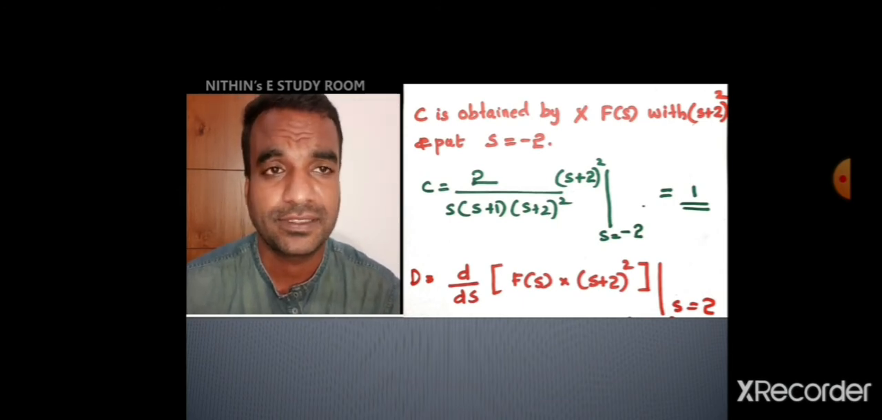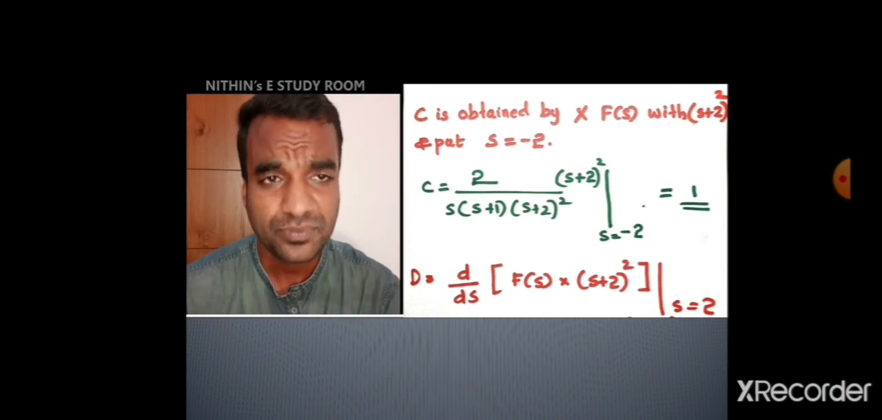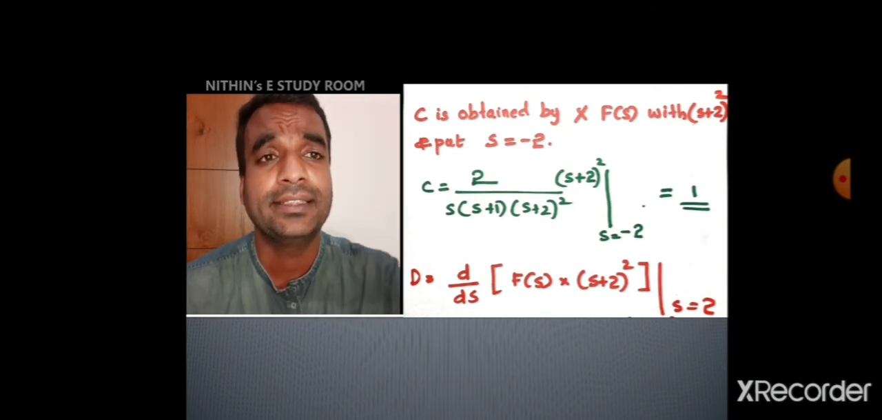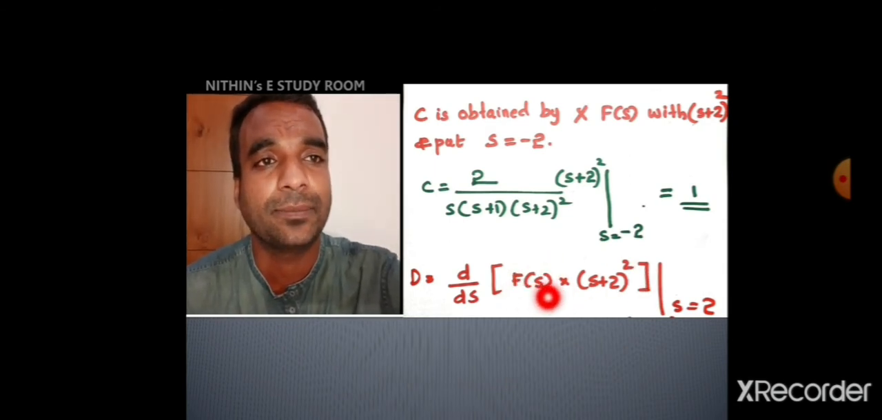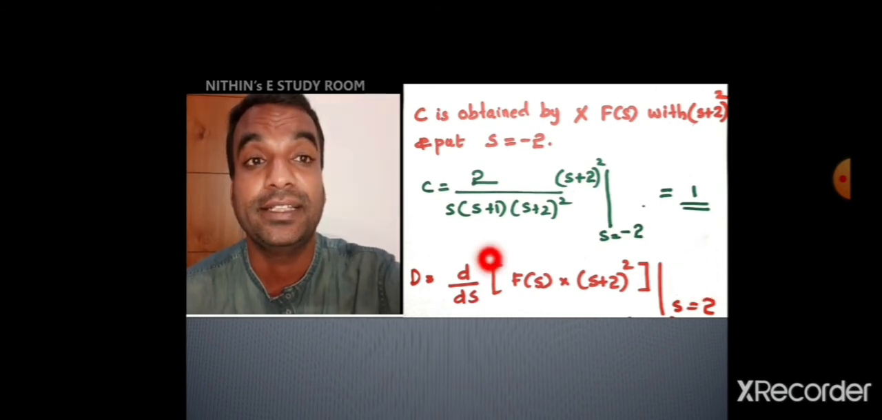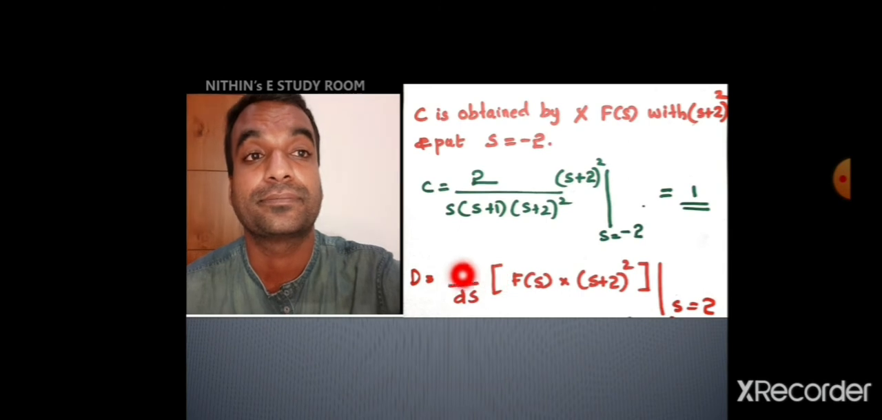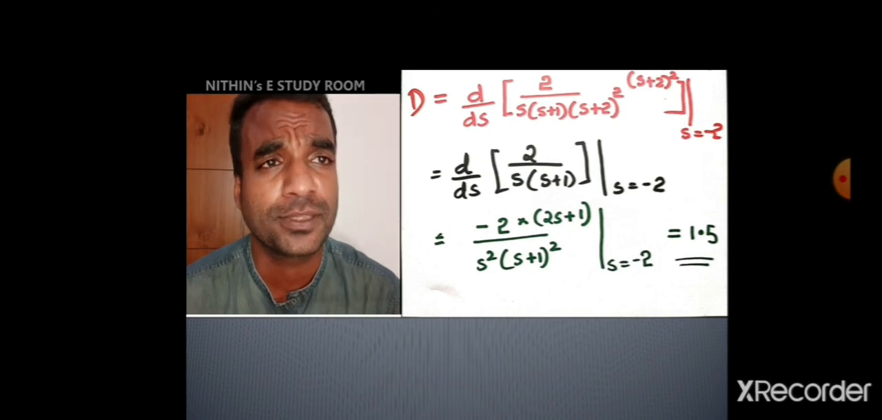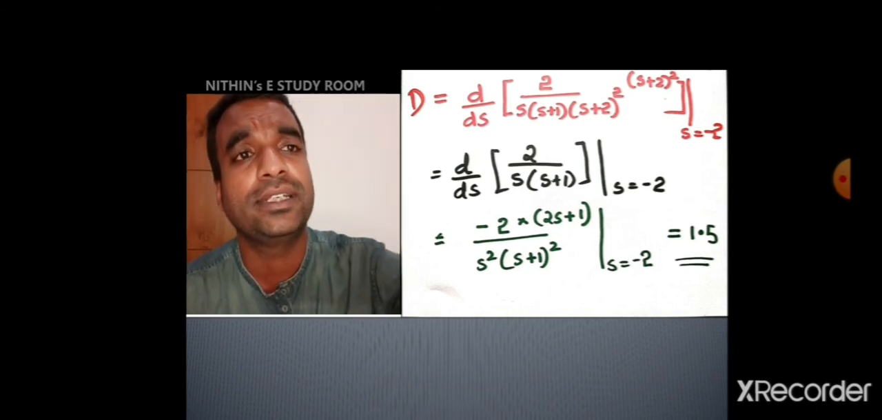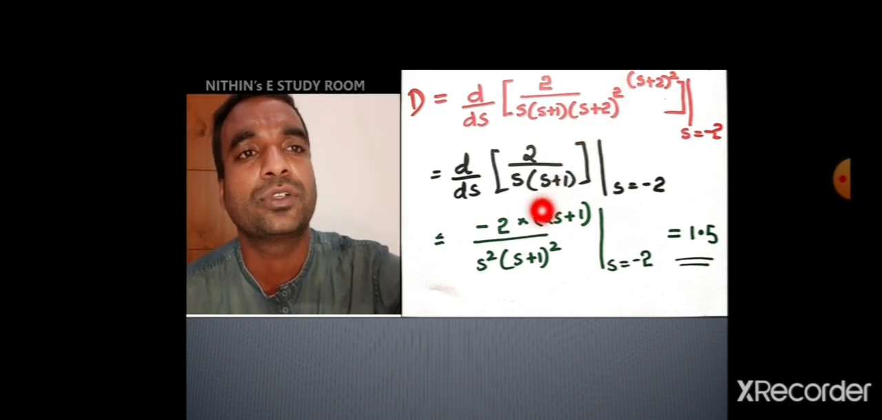Now the step where a small change we have to consider is only for D. D is the differentiation of the step that we applied for C. This is the same step we have done for C: f of s into s plus 2 square, where s is equal to minus 2. Please put a minus here. So D is equal to the differential of that step, d by ds of 2 into s plus 1 into s plus 2 square into s plus 2 square. So these s plus 2 square and s plus 2 square will get cancelled. So d by ds of 2 by s into s plus 1 at s is equal to minus 2.